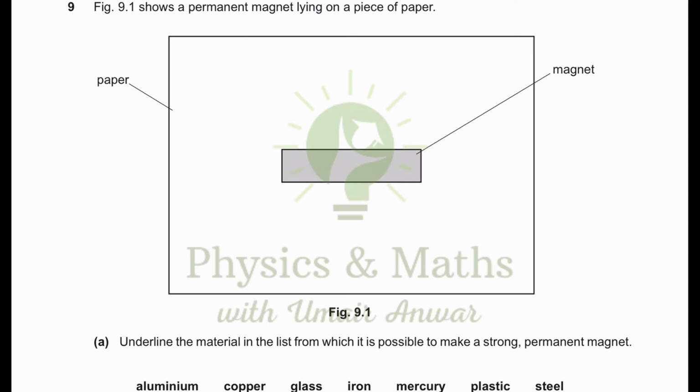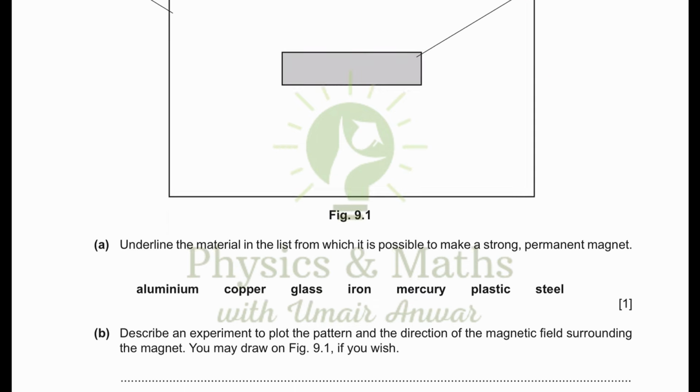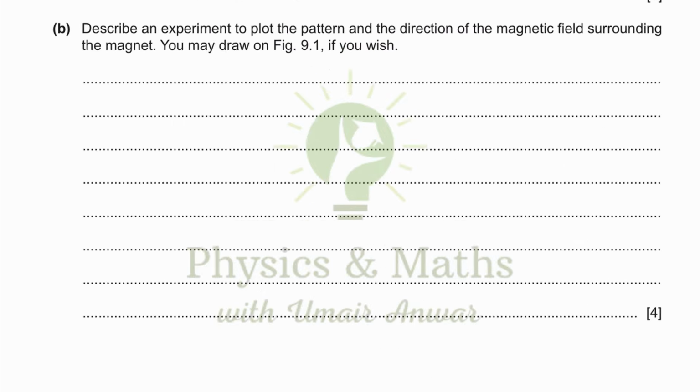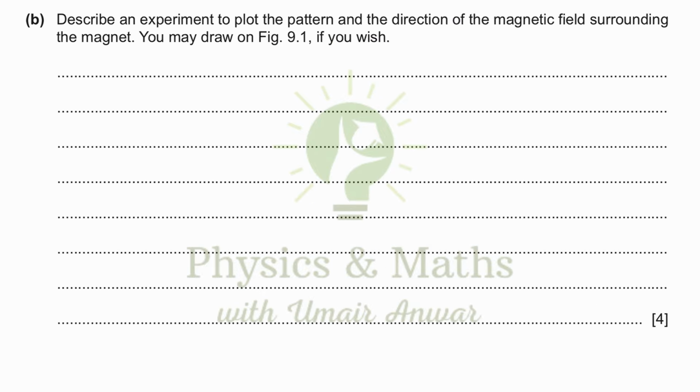Question number 9 says figure 9.1 shows a permanent magnet lying on a piece of paper. So this is the piece of paper and it is the permanent magnet lying on this paper. Underline the material in the list from which it is possible to make a strong permanent magnet. So a strong permanent magnet is made using steel. Describe an experiment to plot the pattern and the direction of the magnetic field surrounding the magnet. You may draw on figure 9.1 if you wish.